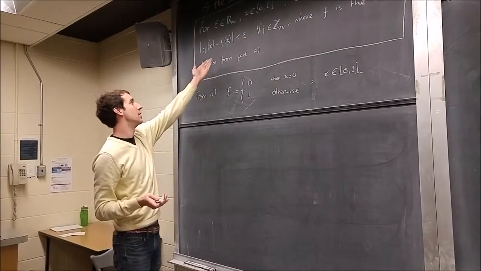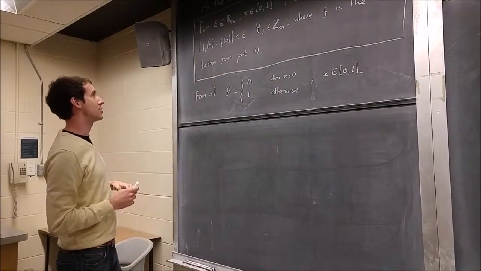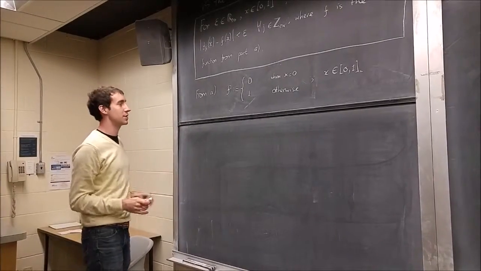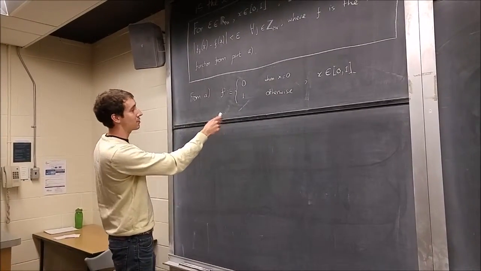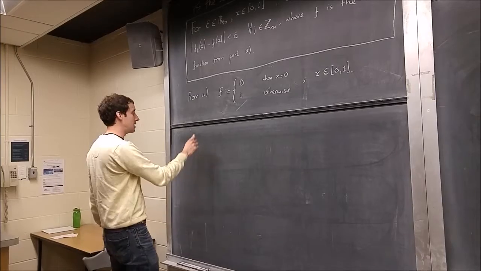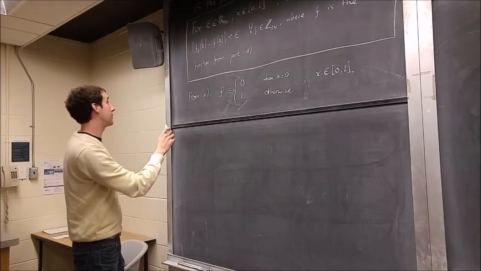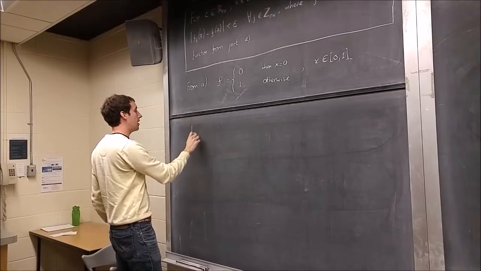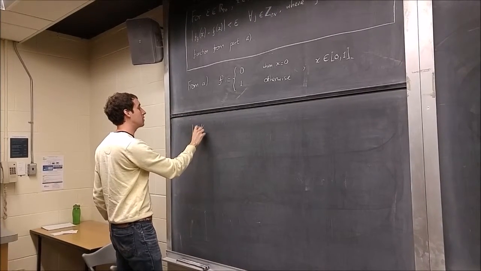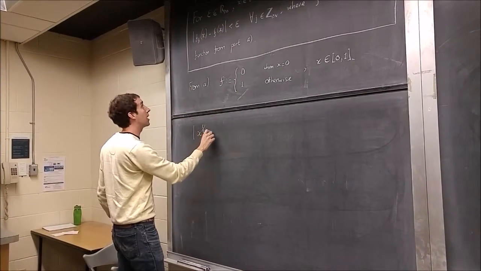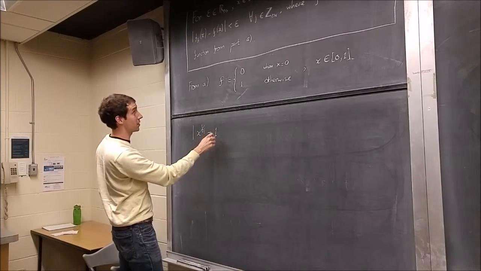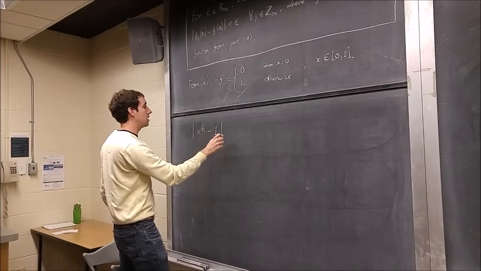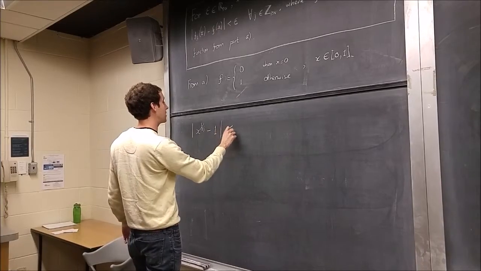So for the case of x equal to 0, it's a trivial situation. 0 minus 0 is less than any epsilon you can choose greater than 0. So trivial situation is dealt with. So we'll just concern ourselves with x in the interval 0 to 1, not including 0. So in that case, what we will have is x to the 1 over 2j minus 1, because that's our limiting function to that interval. In this case, we want that to be less than epsilon.